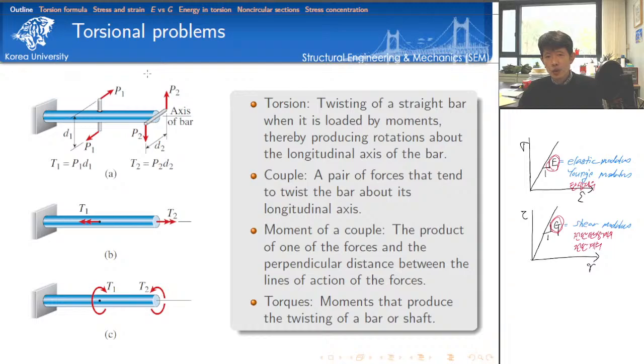Now let's define the torsional problems. Again, as I told you, we are still talking about one-dimensional problems, isn't it? One-dimensional problems, and we have a prismatic member. Especially in this problem, we want to consider a circular section.